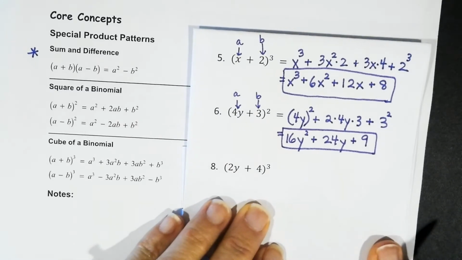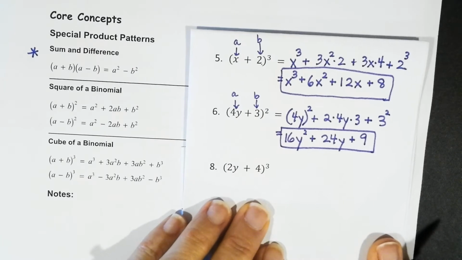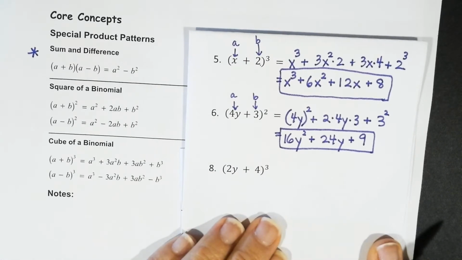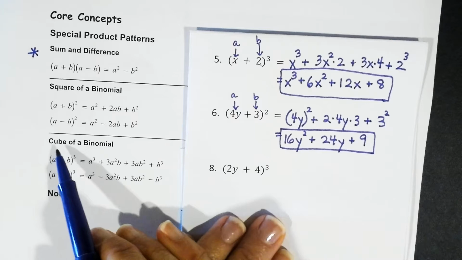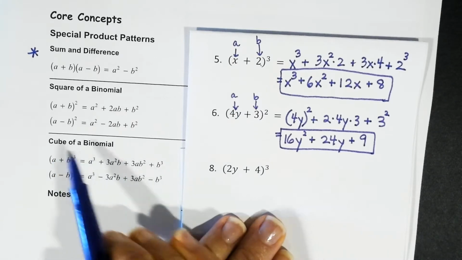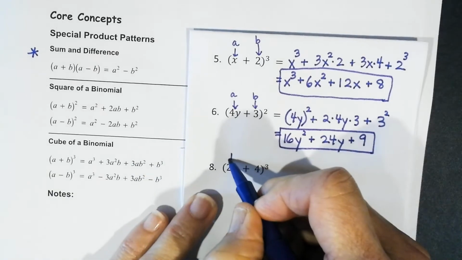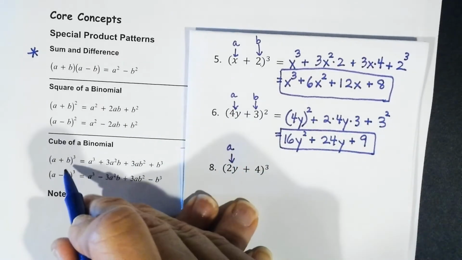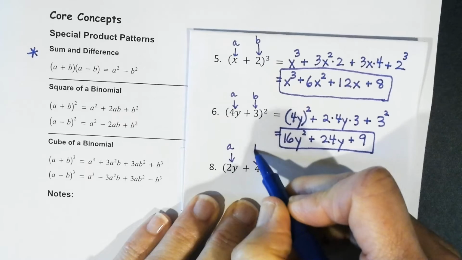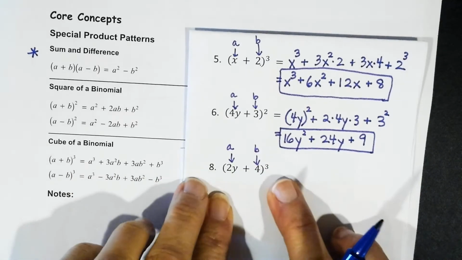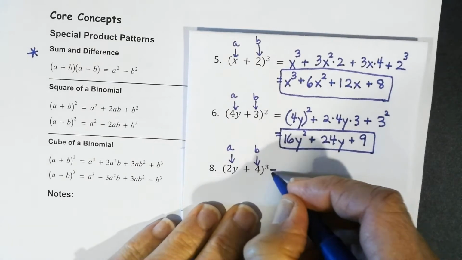We're going to go back to last one, number 8, before I move on to Pascal's triangle. Number 8 here follows the plus pattern again. So see if you can follow along with it. Here's the cube of a binomial. A here is going to be 2y. B here is going to be 4. So we're going to try to follow this pattern right here and write it out. Oh, I forgot an equal sign right there. Okay.